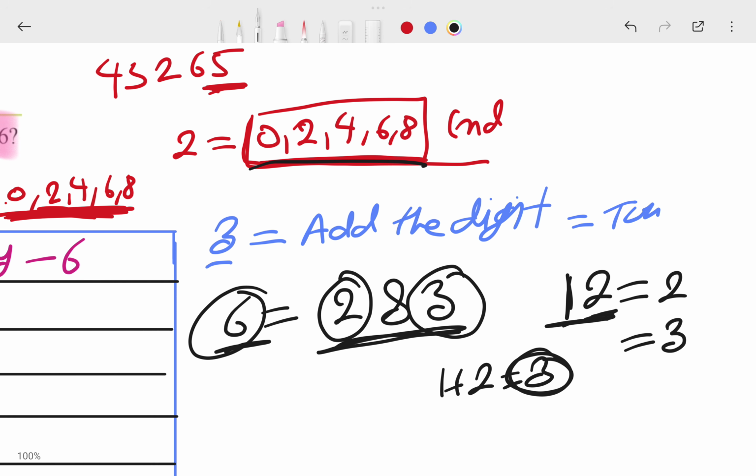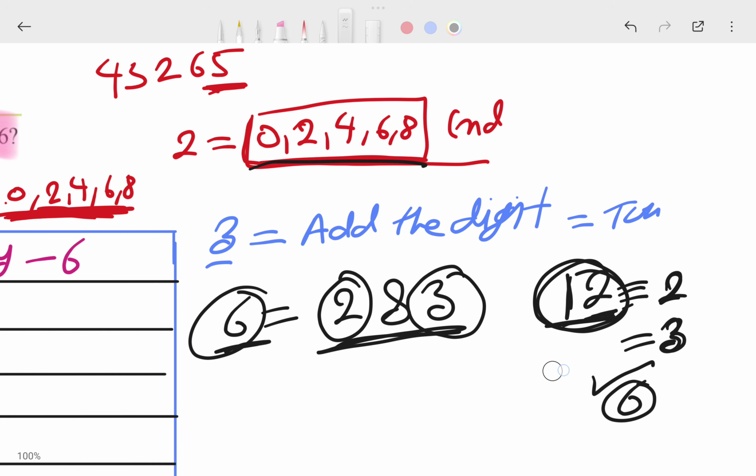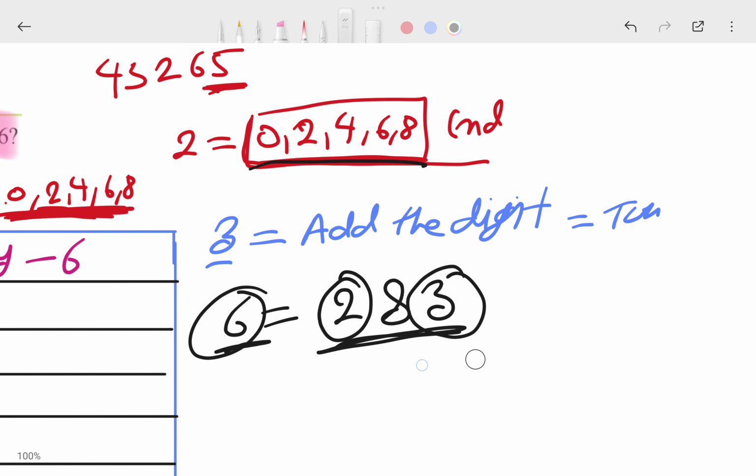So how can you check whether 12 is divisible by 6 or not? Yes, it is divisible by 2. Yes, it is divisible by 3. Yes, it is divisible by 2 and 3. That means it is also divisible by 6. So here we learned how to check whether a number is divisible by 6 or not. When it is divisible by 2 and 3, then it is divisible by 6.